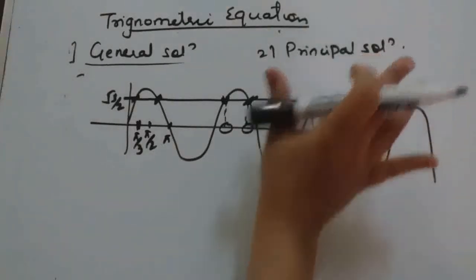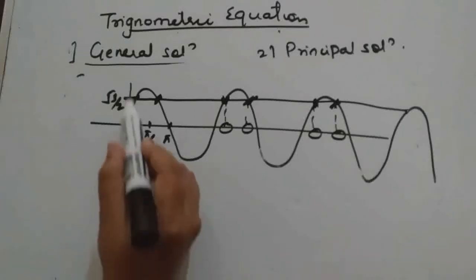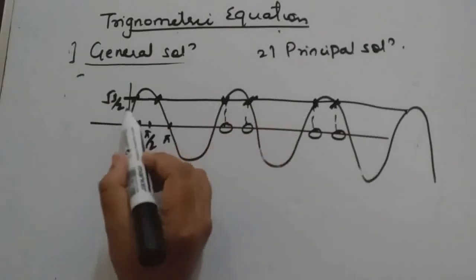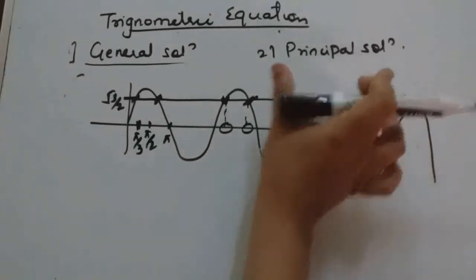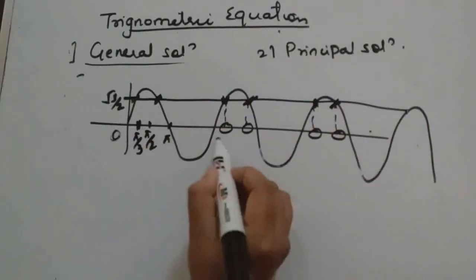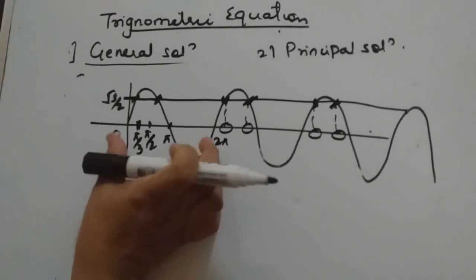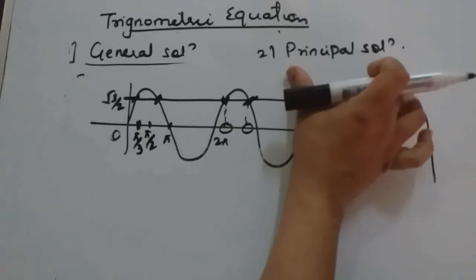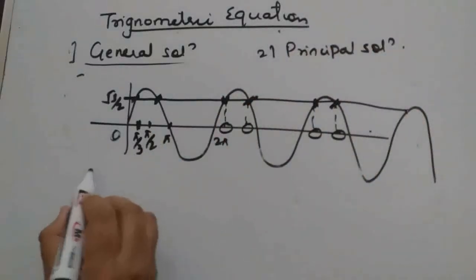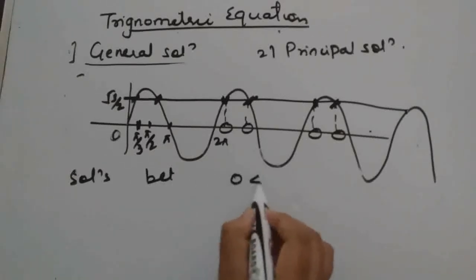First we will see what a principal solution is. See, since we know now that a trigonometric equation can have infinitely many solutions, if we restrict the domain, suppose this is 0 and this is 2 pi, then whatever solutions come between 0 to 2 pi, those solutions are termed principal solutions. So what are the principal solutions? Solutions between 0 to 2 pi.